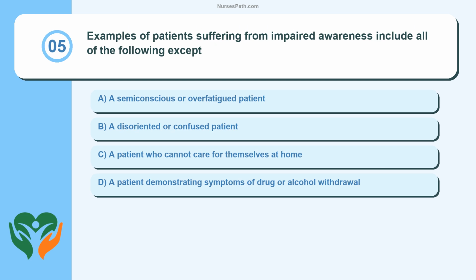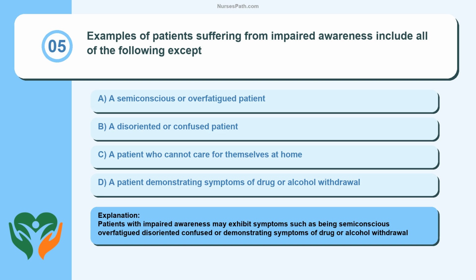Question 5. Examples of patients suffering from impaired awareness include all of the following except a semiconscious or overfatigued patient, a disoriented or confused patient, a patient who cannot care for themselves at home, a patient demonstrating symptoms of drug or alcohol withdrawal. Patients with impaired awareness may exhibit symptoms such as being semiconscious, overfatigued, disoriented, confused, or demonstrating symptoms of drug or alcohol withdrawal.